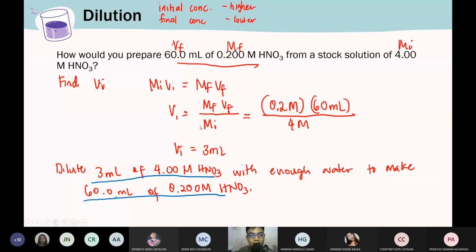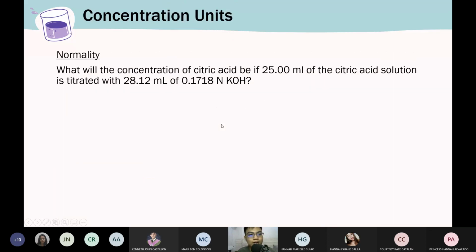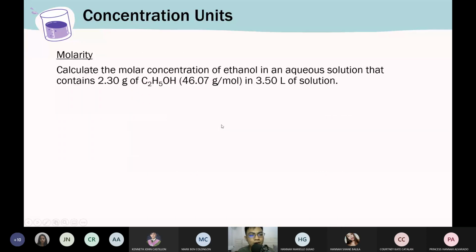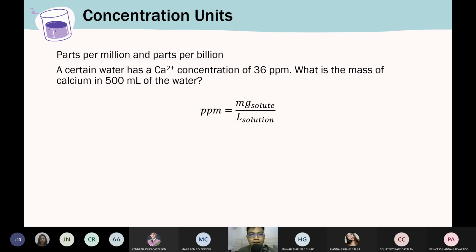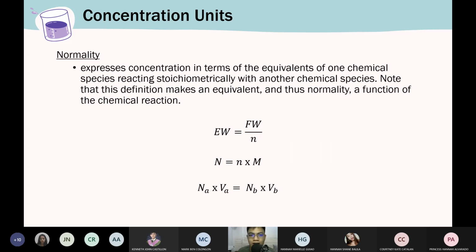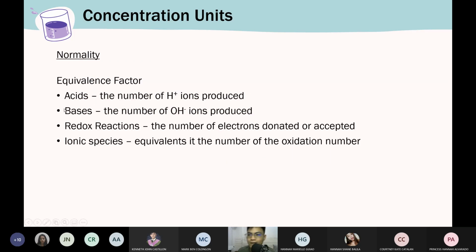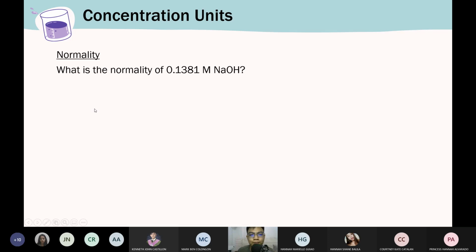Okay. So yun. So ano yung mga na-cover natin today? Yung molarity from percent weight, ginawa natin molarity. Okay? Parts per million, parts per billion, normality, and ano yung equivalence factor. As you can see, for normality, the equivalence factor depends on the chemicals. That's why it is not recommended anymore.